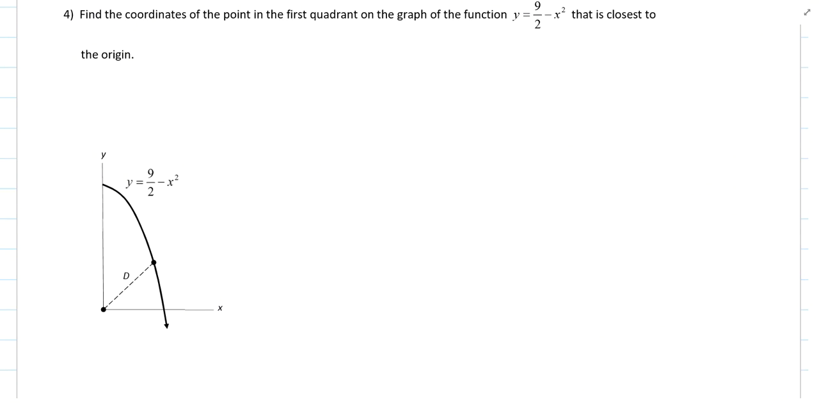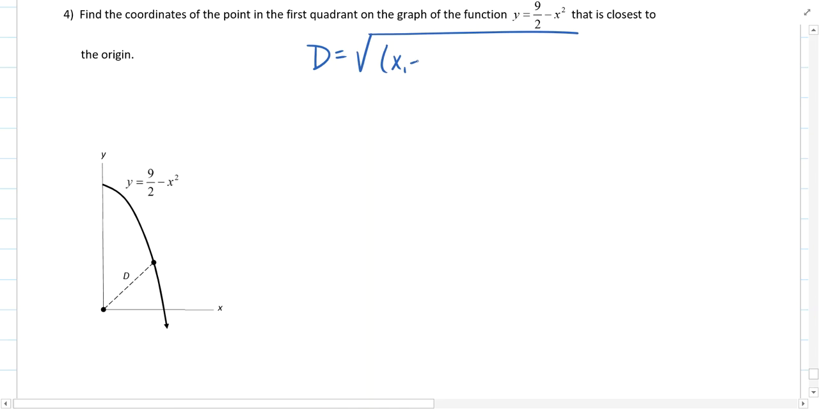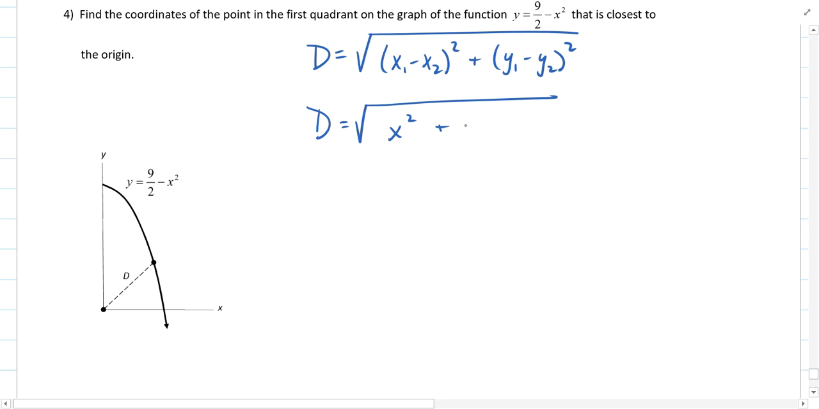And now to finish out this series of examples, let's find the coordinates of the point in the first quadrant, so with positive x and y values, that is the closest to the origin. So in this case, we've got to remember that the distance formula is equal to the square root of (x1 minus x2) squared plus (y1 minus y2) squared. And as it turns out, since our origin has an x and y value of 0, 0, we could say that this is the distance formula, the square root of x squared plus y squared. And then this would be our objective. And our objective is to minimize this distance function.